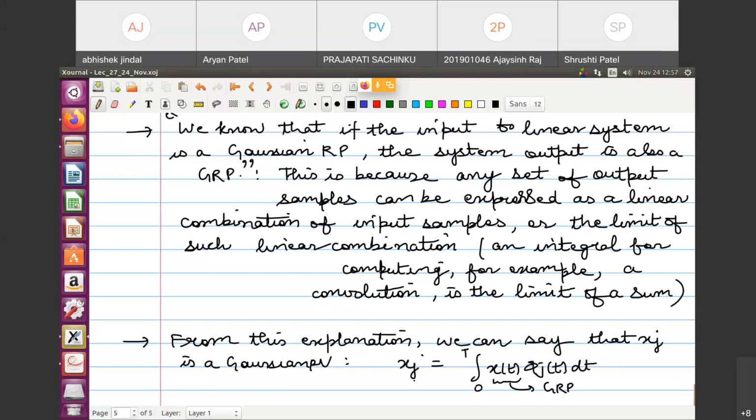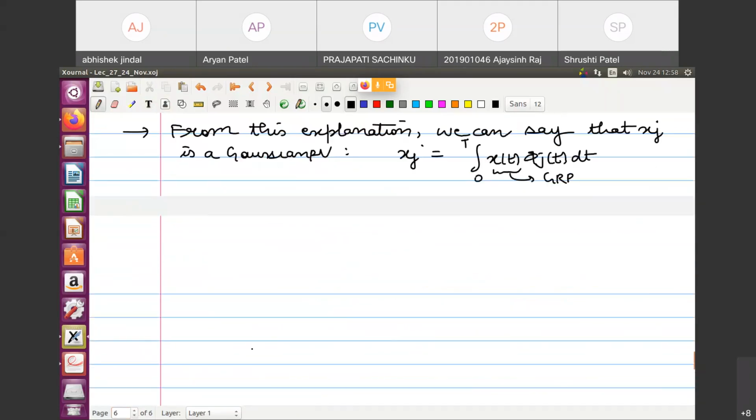Now the output will be a number, because this is correlation. This is not filtering. Filtering gives you a time function. So if you sample that time function, you will get this value. So this becomes a random variable. So the output is a Gaussian random process, and you sampled it, so x_j will be a Gaussian random variable. Okay. So we have not yet said how x(t) is, so x(t) was what? It is some s_i(t) plus w(t). Now this is a Gaussian random process. Now the question is, will this also be a Gaussian random process? That is the question. Okay.